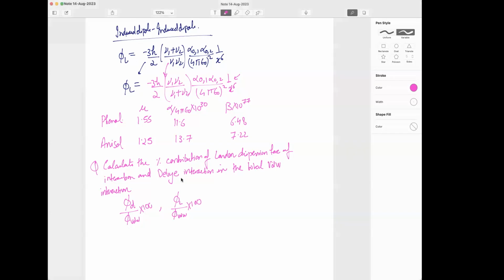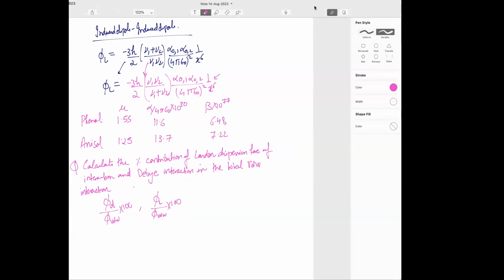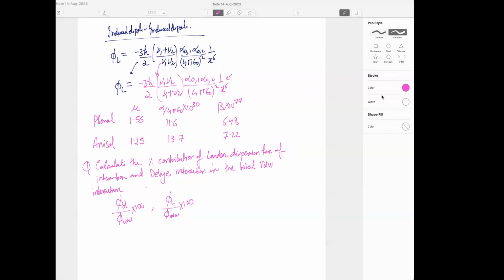It was found to be 1.5 into 3.33 multiplied by 10 raised to minus 30 coulomb meter. So it was found to be 4.995 into 10 raised to minus 30 coulomb meter. Then the value for alpha by 4 pi epsilon naught is given as 11.6, so alpha by 4 pi epsilon naught is 11.6 into 10 raised to minus 30. So, can you then do it, please?